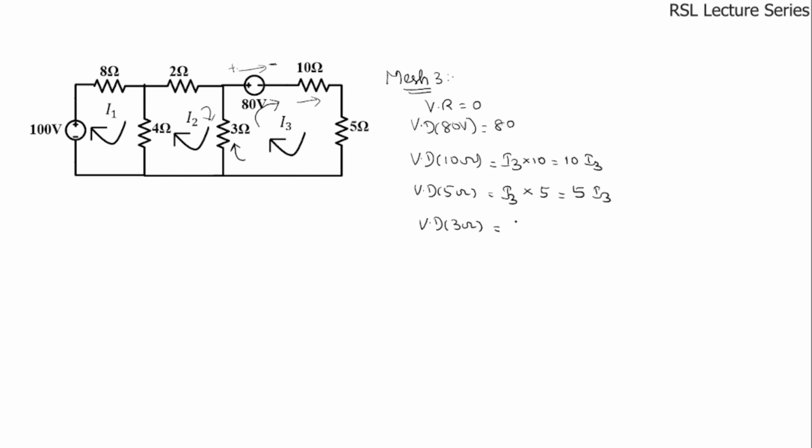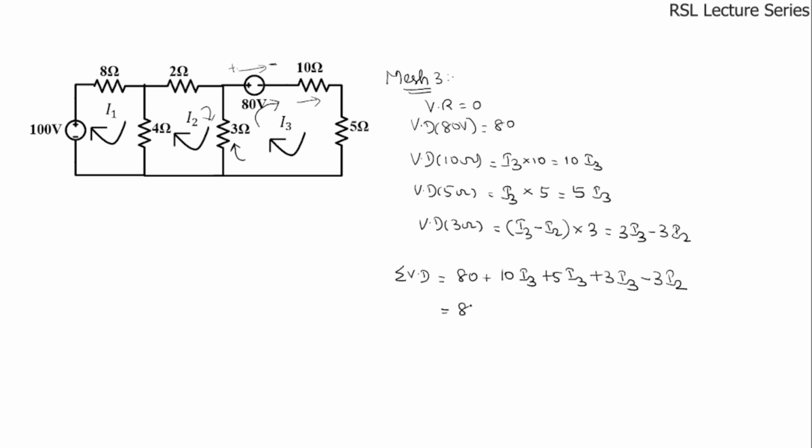Okay. So now the net current flowing through this 3 ohms resistor is written as (I3 minus I2) multiplied by 3. This is equal to 3I3 minus 3I2. So now we have to add all the voltage drops. So the sum of the voltage drops is equal to 80 plus 10I3 plus 5I3 plus 3I3 minus 3I2. Okay, on simplification it is written as 80 plus 18I3 minus 3I2.